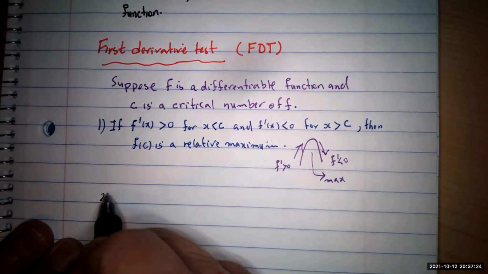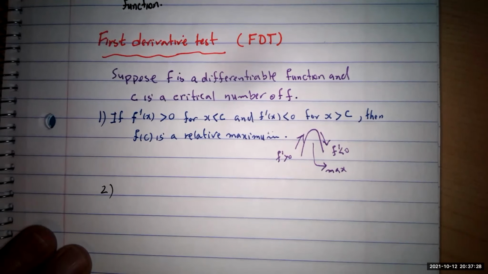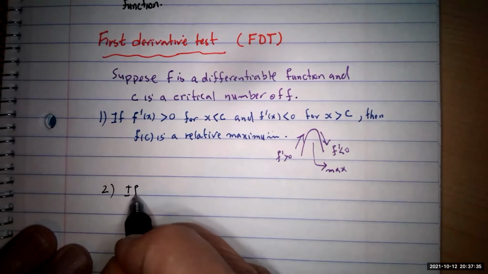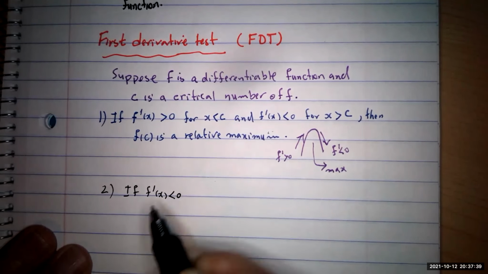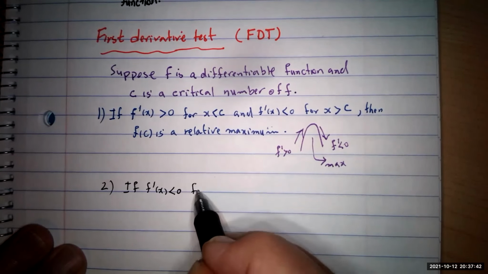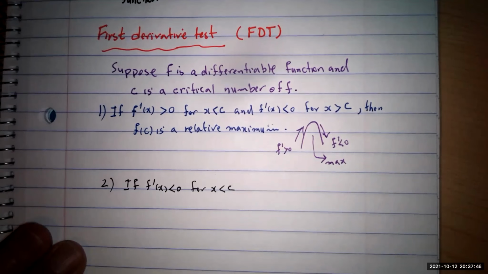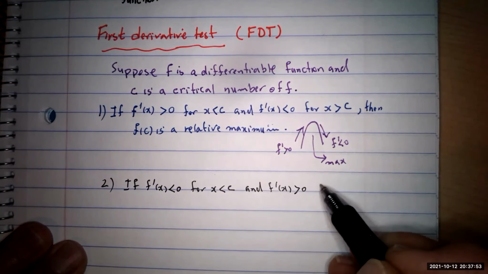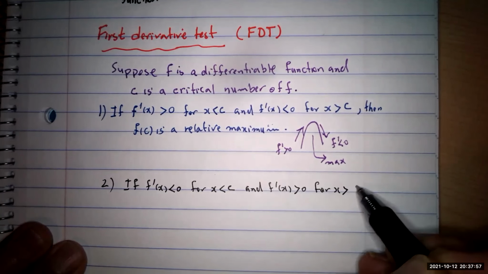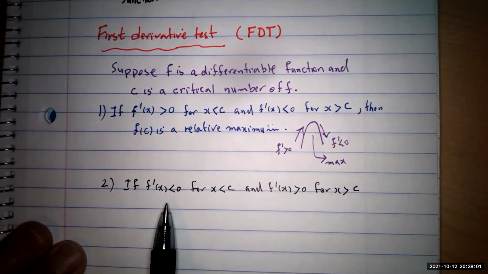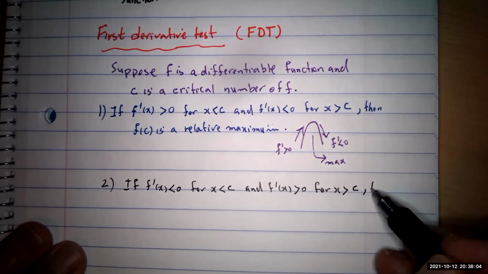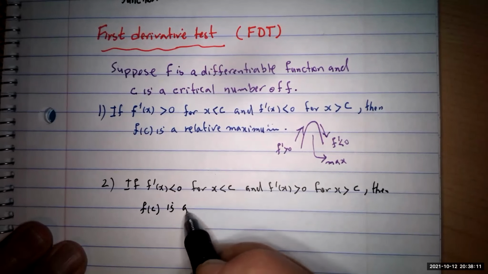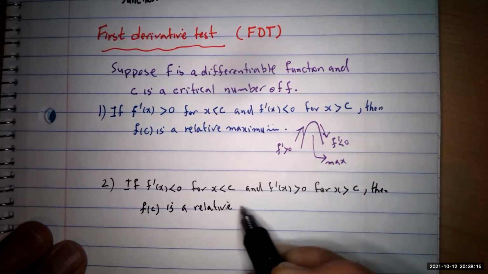Are you ready? Case two, describe the minimum. For the minimum, you have to go down first, then up. So down, if f prime of x is negative, for x less than c, and f prime of x is positive after c, for x greater than c. Down, up, then we get a minimum. Then f of c is a relative minimum. That's it.